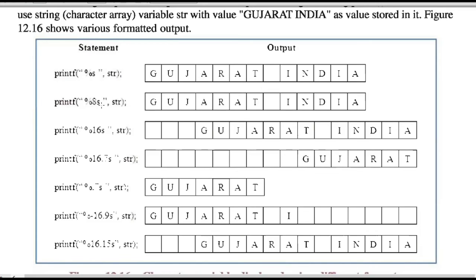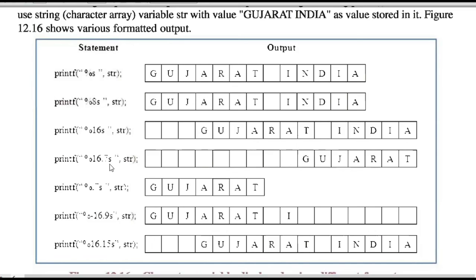Here percent 8s. Okay, so here the output is the same. This is 16s, so a total of 16 places will be used here. Okay, so actually it has 13 places only, Gujarat space India. So three places will be left blank here.